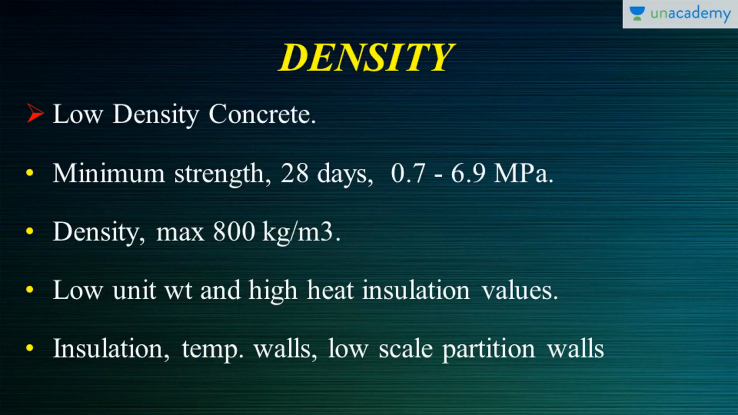Now let's move on to the classification based on the density. First and foremost is the low density concrete. The name itself tells you that this concrete has the lowest density. The minimum strength for this concrete in 28 days is 0.7 to 6.9 megapascal, and the density will be at most 800 kilogram per meter cube. This type of concrete won't cross this limit.